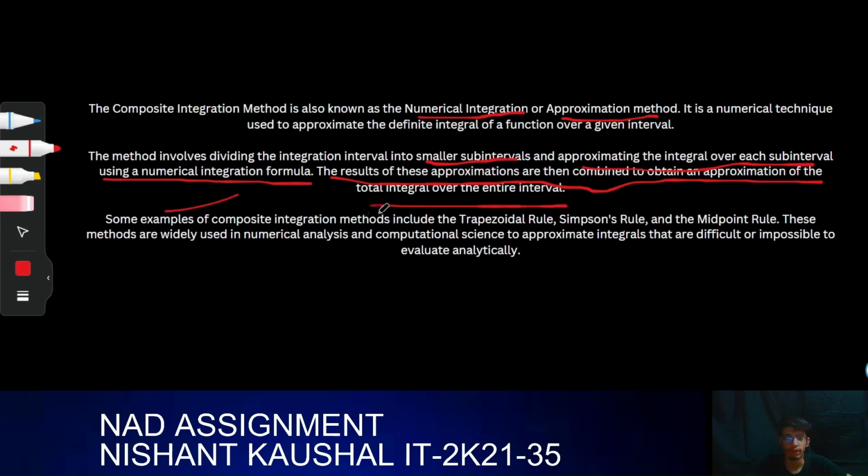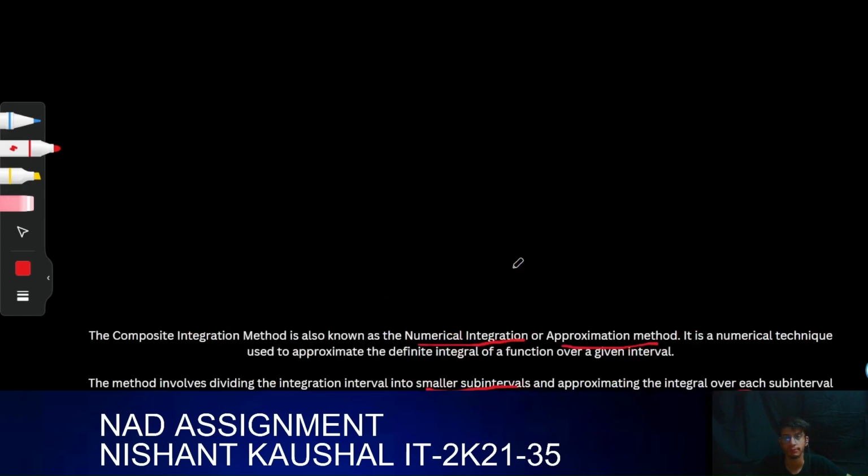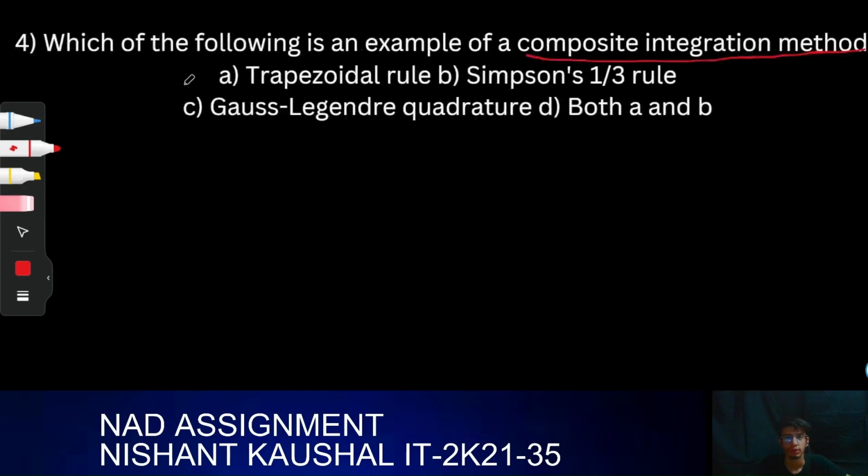Its examples are trapezoidal rules, Simpson rules, and midpoint rules. These methods are widely used in numerical analysis and computational science for integrals that are difficult or impossible to evaluate analytically. So what we have asked: which of the following is an example of composite integration method? So it will be both A and B, trapezoidal rule and Simpson rule.